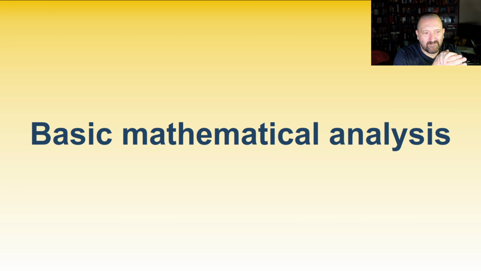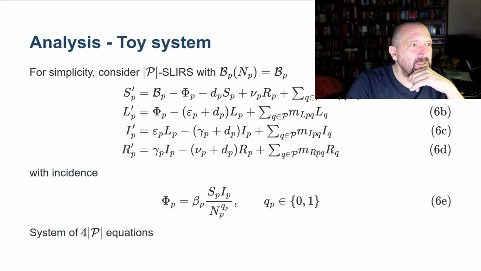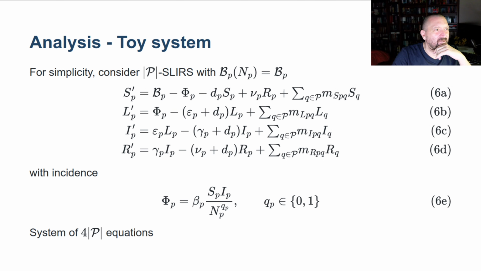Now, these models can appear a little big, but I'm going to show you how you can analyze them. I should say small for now. So I'm going to consider this very simple model, where the cardinal of P, SLIRS, is the simplest one. But I'll point out that with some adaptation, what I'm going to tell you now carries through to the more complex models without much problem.